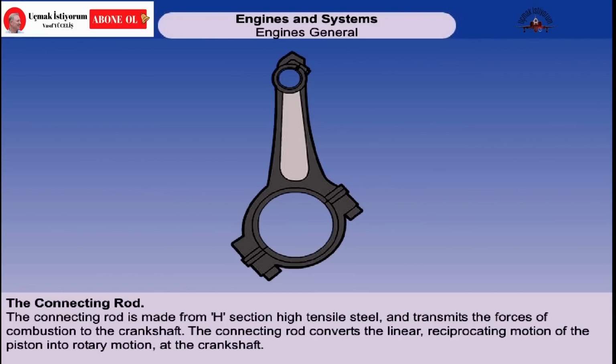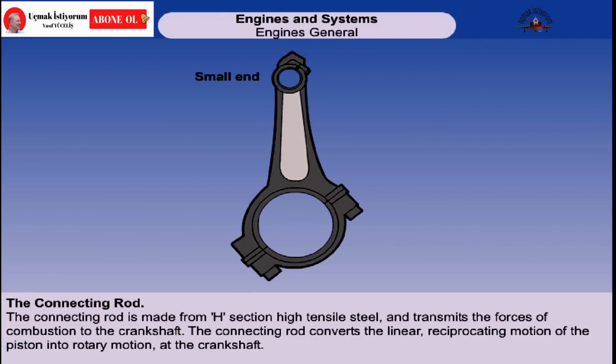The connecting rod transmits the forces of combustion to the crankshaft, which converts the linear motion of the piston into rotary motion at the crankshaft. The connecting rod is made from H-section high-tensile steel, which combines lightness with the strength necessary to withstand the compressive and tensile loads imposed as the piston changes direction.